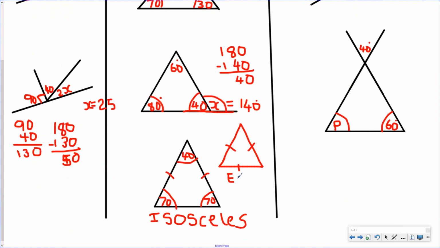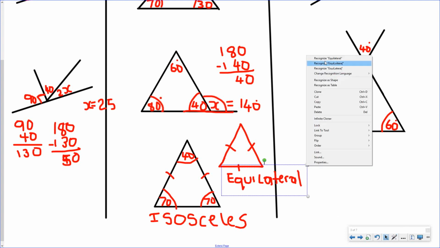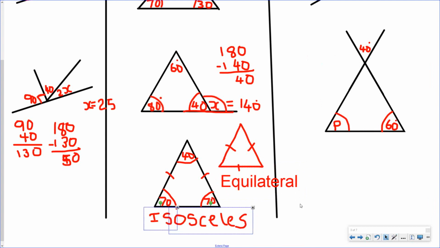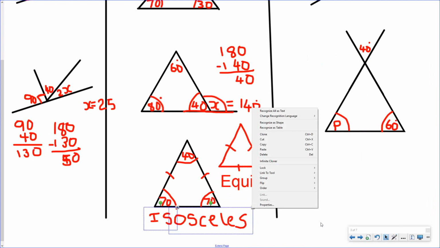E-Q-U-I, lateral: L-A-T-E-R-A-L. Equilateral. So let's make sure we spell it right for everyone so they can see it, because it's really important we get the words looking really nice. Let's get isosceles as well, because it's a typical one that students sometimes end up spelling incorrectly.